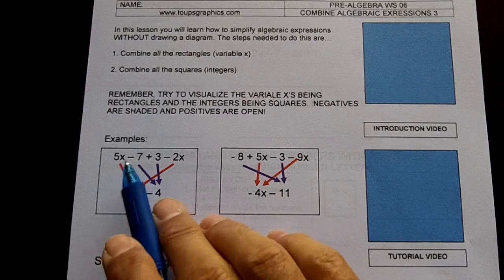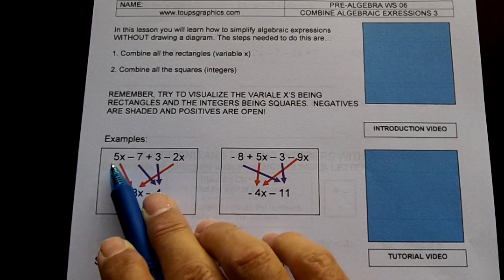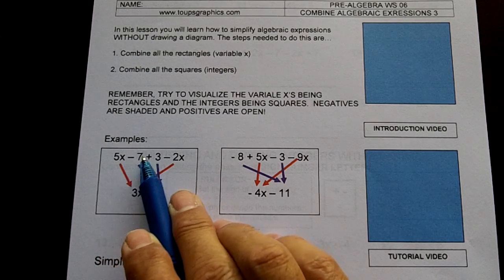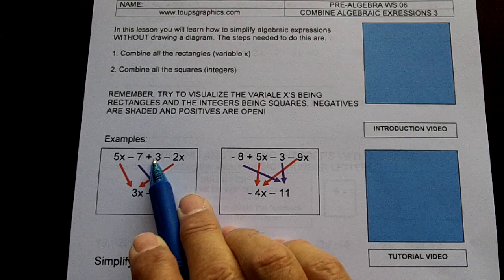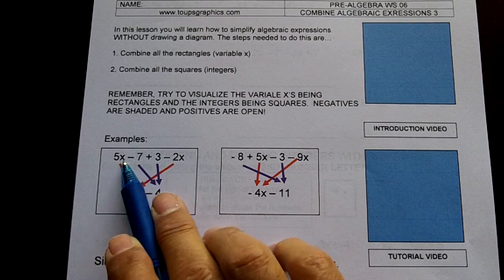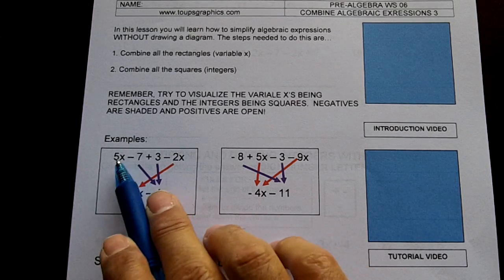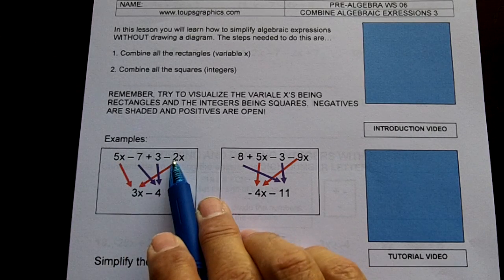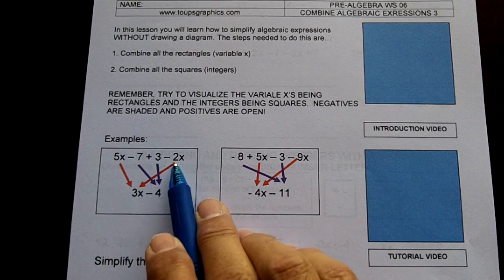So, for example, in this problem right here, 5x minus 7 plus 3 minus 2x: rectangles, squares, rectangles, rectangles, squares, rectangles. Open, shaded, open, shaded. So you want to visualize these as being rectangles and squares and open and shaded. I have a rectangle here and a rectangle here. So how am I going to do this? I have more 5s than I do 2s.